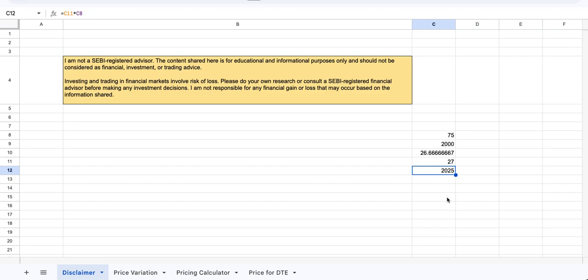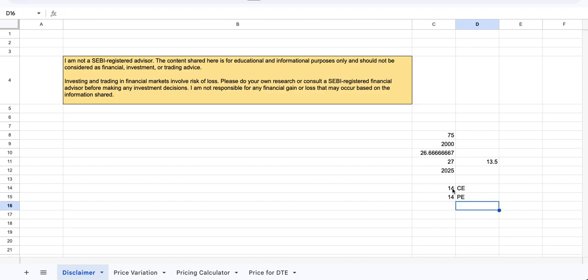Now you know what I'm thinking? How about selling both for 1 lot, right? We will sell 1 put option and 1 call option. Since we have to collect only 27 rupees, we can divide it by 2. 27 by 2 is 13.5. Let us consider that 14 rupees. So we will collect 14 rupees from CE and 14 rupees from PE options. This is what we are trying to collect.